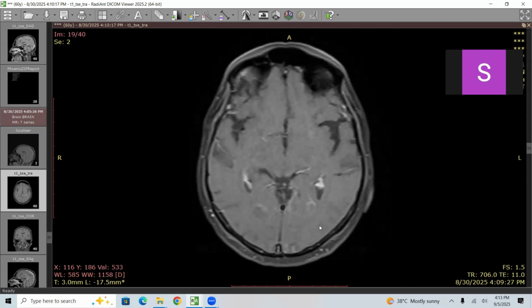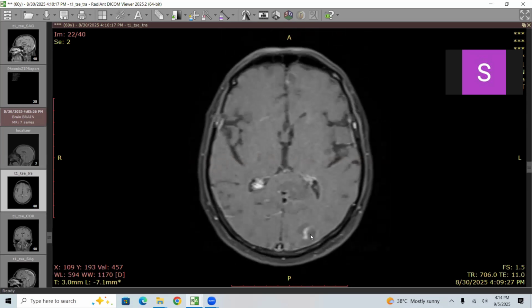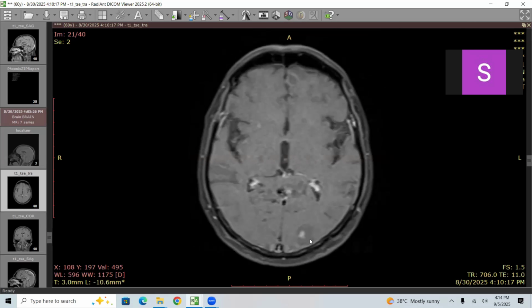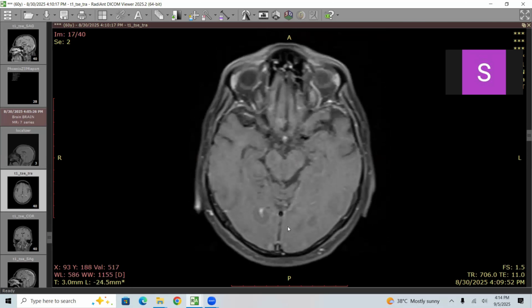Some of the lesions are showing open ring enhancement. Some are showing peripheral enhancement. Some, like the one here, are also showing central arc-like or punctate enhancement too. Few other lesions are also showing punctate enhancement over here as well. So, considering all these findings that you have told me, I think you have done really well on this case.